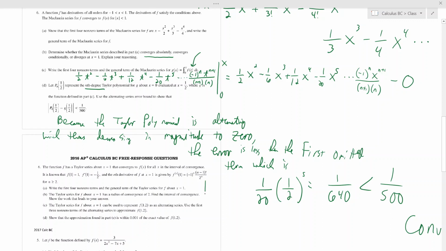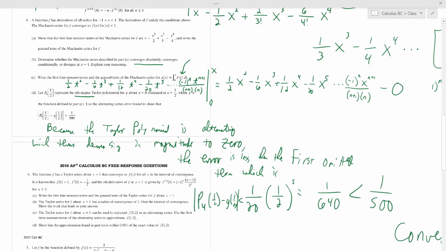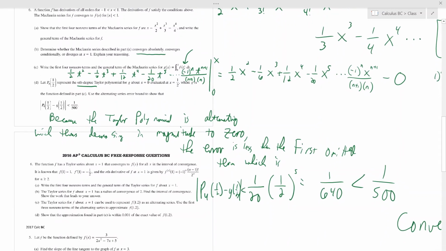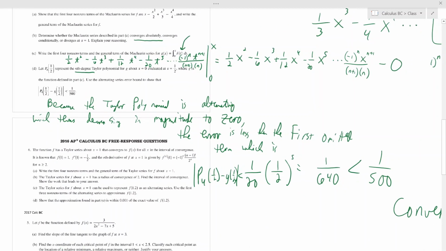Okay, and you can write what they have here, like p sub 4 of a half minus g of a half is less than, something like that. All right, now again, you're not going to have error on this test, but that's just how you would do it since we're going over this. Okay.